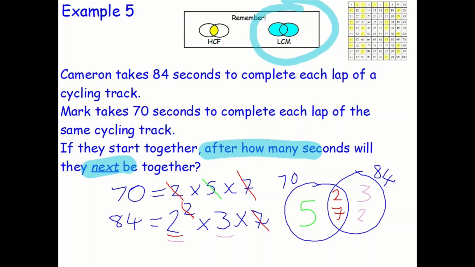This question is asking us for the LCM because it says after how many seconds will they next be together? So I'm multiplying all of them together. So 5 times 2 times 7 times 3 times 2. So all of those multiplied together gives me 420 seconds. So they will not be exactly together again at the same time for another 420 seconds.